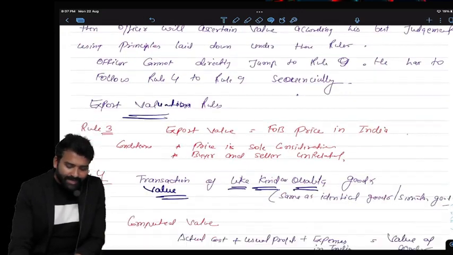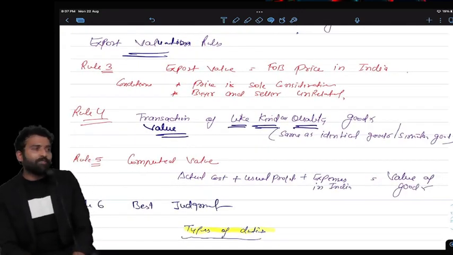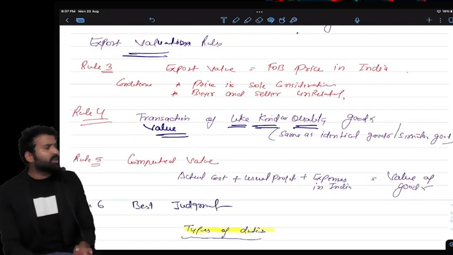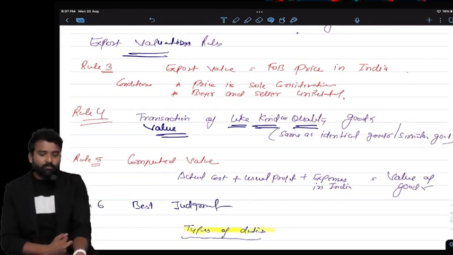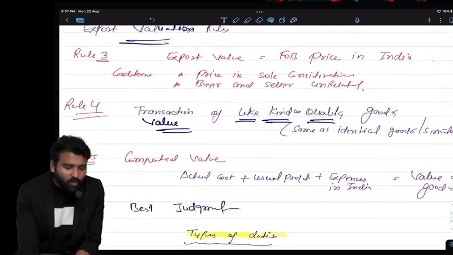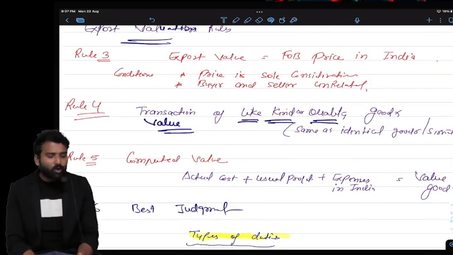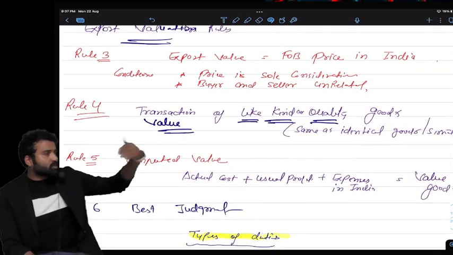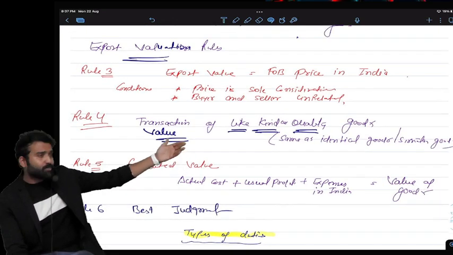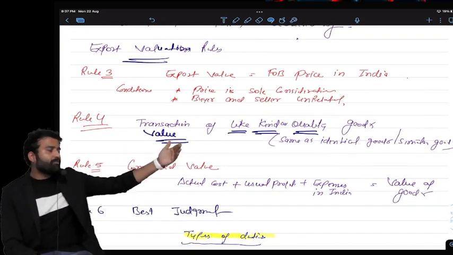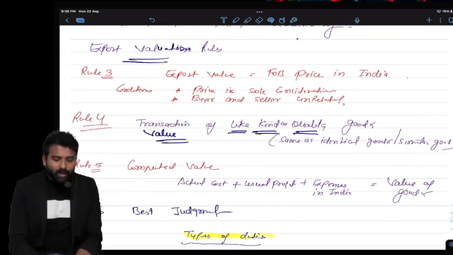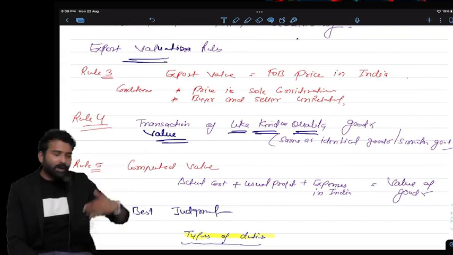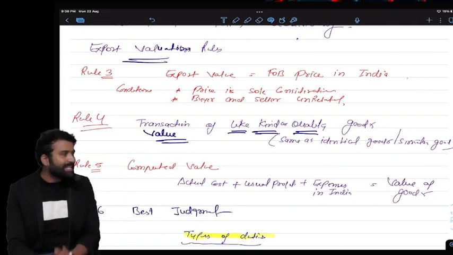Okay, interesting. Now what about the export valuation rules? Actually export valuation rules are very similar to import valuation rules. The first rule says export value should be the FOB price in India. At what price I am selling the goods in the export country, at the place of my exportation, like at my port, at what price I am selling the goods outside India. That price is the FOB price.